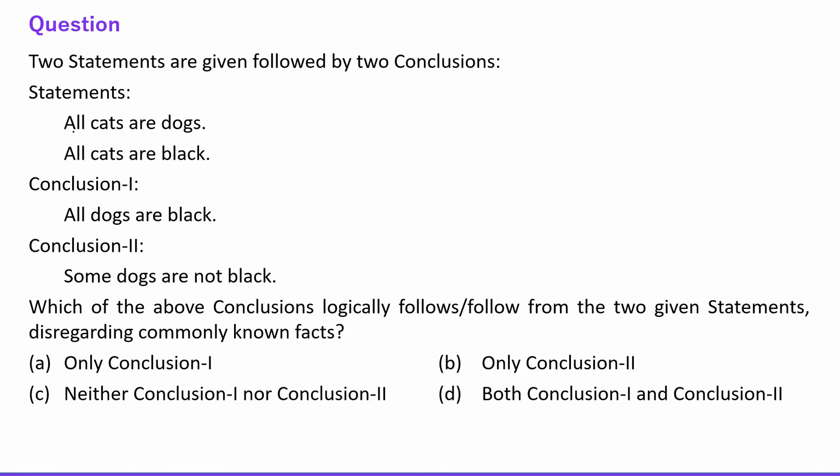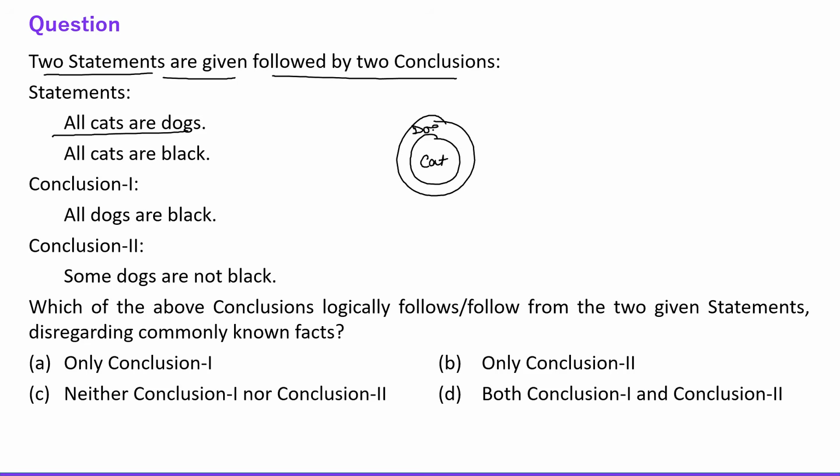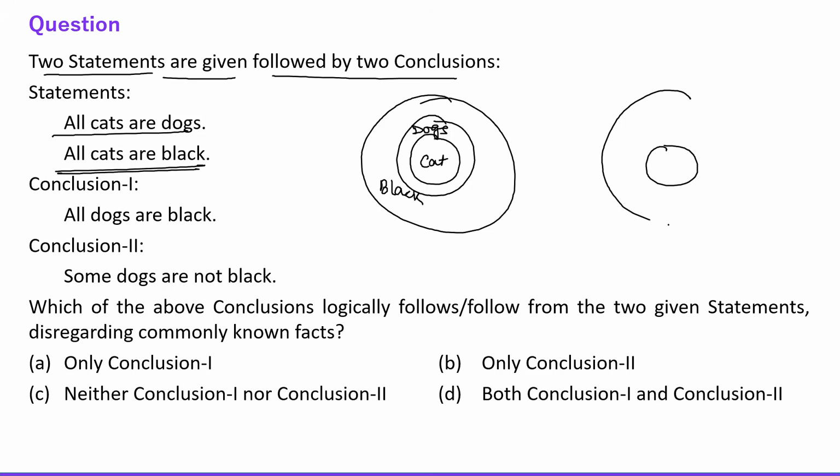Next question is, all cats are dogs. The same question, two statements are given followed by two conclusions. All cats are dogs. All cats are black. So black can be here, this is case 1, or black can be here also, like this. This is dog, this is cat, and this is black. So there are two cases, case 1 and case 2.